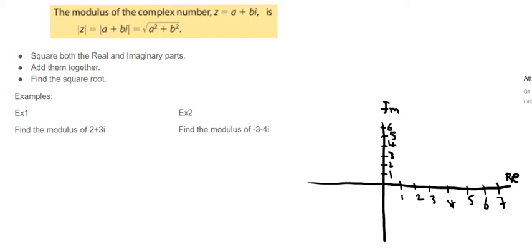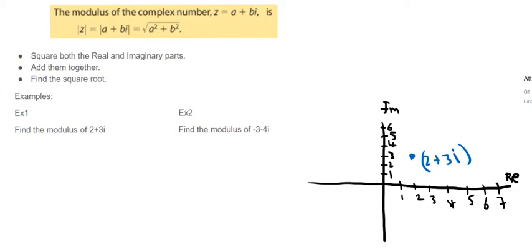Hey guys, this is about the modulus of a complex number. First of all, on the right hand side here, I've drawn an Argand diagram. Just to break it down, if you look at example 1, it says to find the modulus of 2 plus 3i. If I was to plot 2 plus 3i on the Argand diagram, you go across the 2 and up to 3, so it would be there. So that would be the point 2 plus 3i.